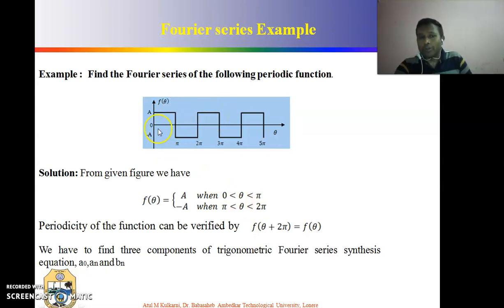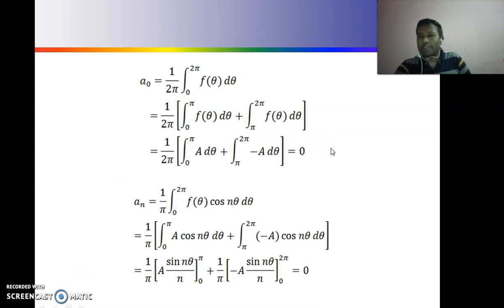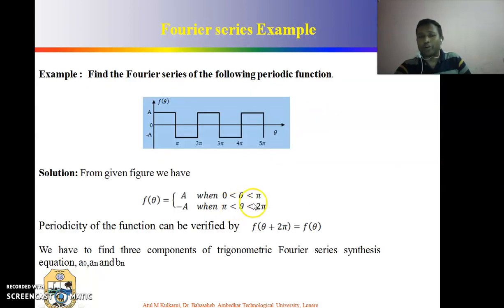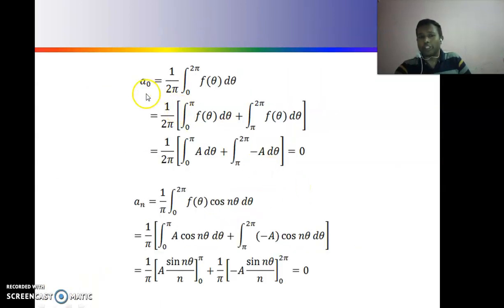Now what is our aim? Our aim is to decompose this complex signal in terms of sines and cosines. So what is the Fourier series equation? That we have already discussed. This is the Fourier series equation. It means we have to decompose that square signal in terms of these sines and cosines. So the first thing is we need to find out the value of A0.